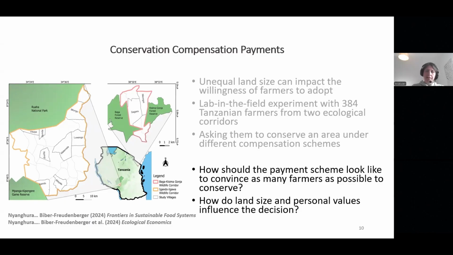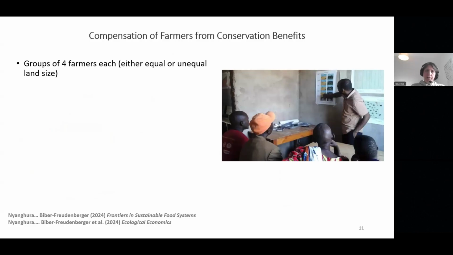So we built these groups where we had 4 farmers always playing together, and they were given hypothetical land, and the share of the land between those farmers was either equal or unequal. So in some groups, some farmers had more land available. As I said, the land that we gave to them was hypothetical. It was a game, but the payments they would receive at the end, depending on their decision whether to farm or to conserve, those were real payments.